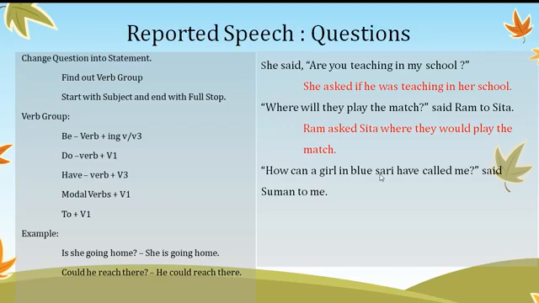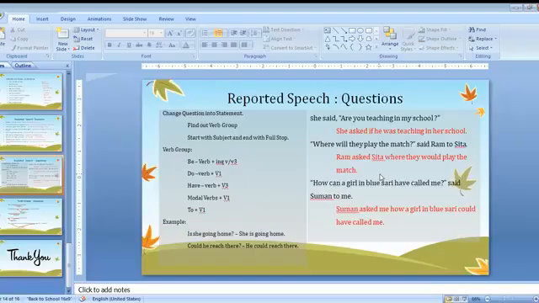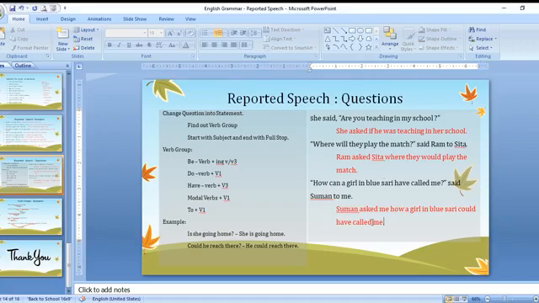Now just take the subject. Suman asked me how. How, you just have to leave. A girl in blue sari, can becomes could. A girl in blue sari could have called me. Means who? Him. So look over here: Suman asked me how a girl in blue sari could have called me. There is not me, that is what? Him. Because me according to what? Suman.